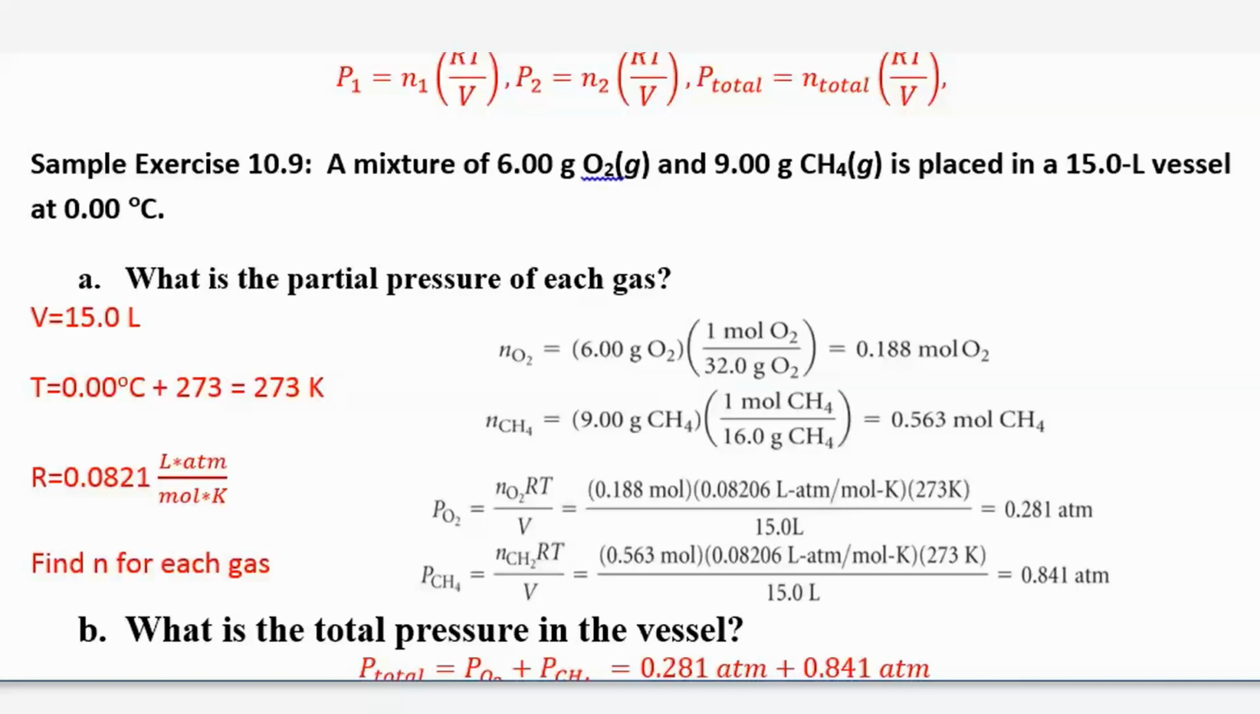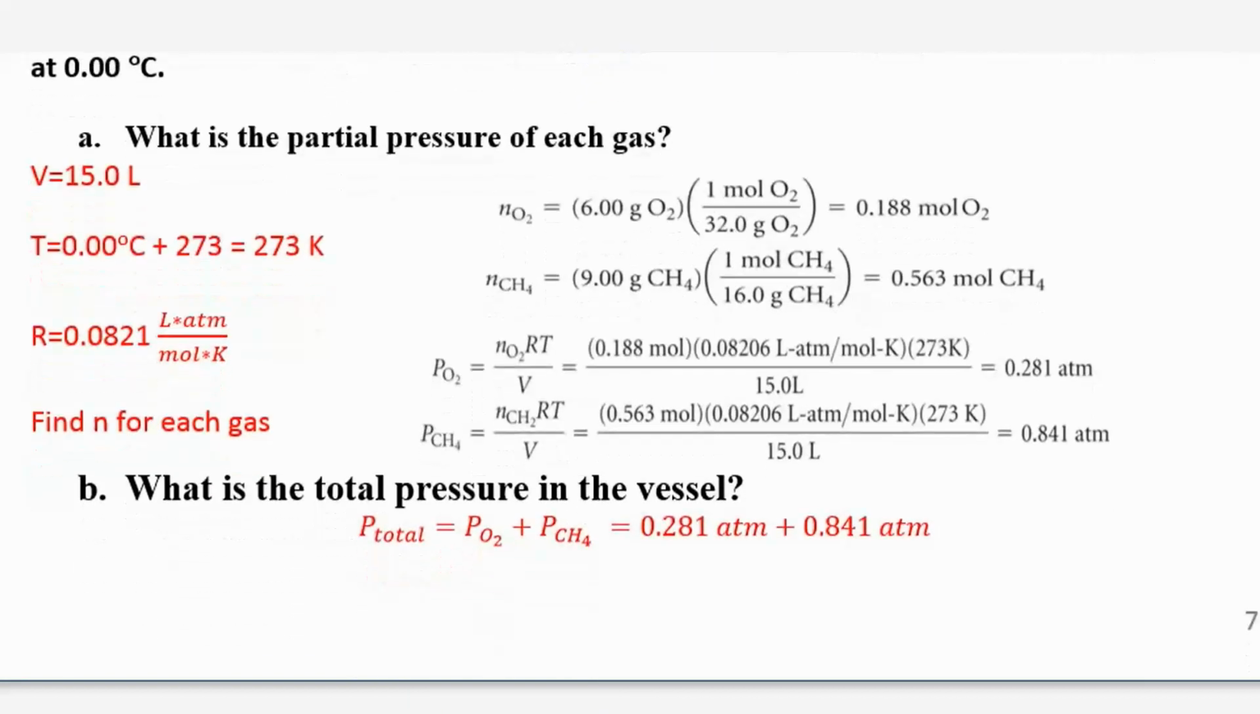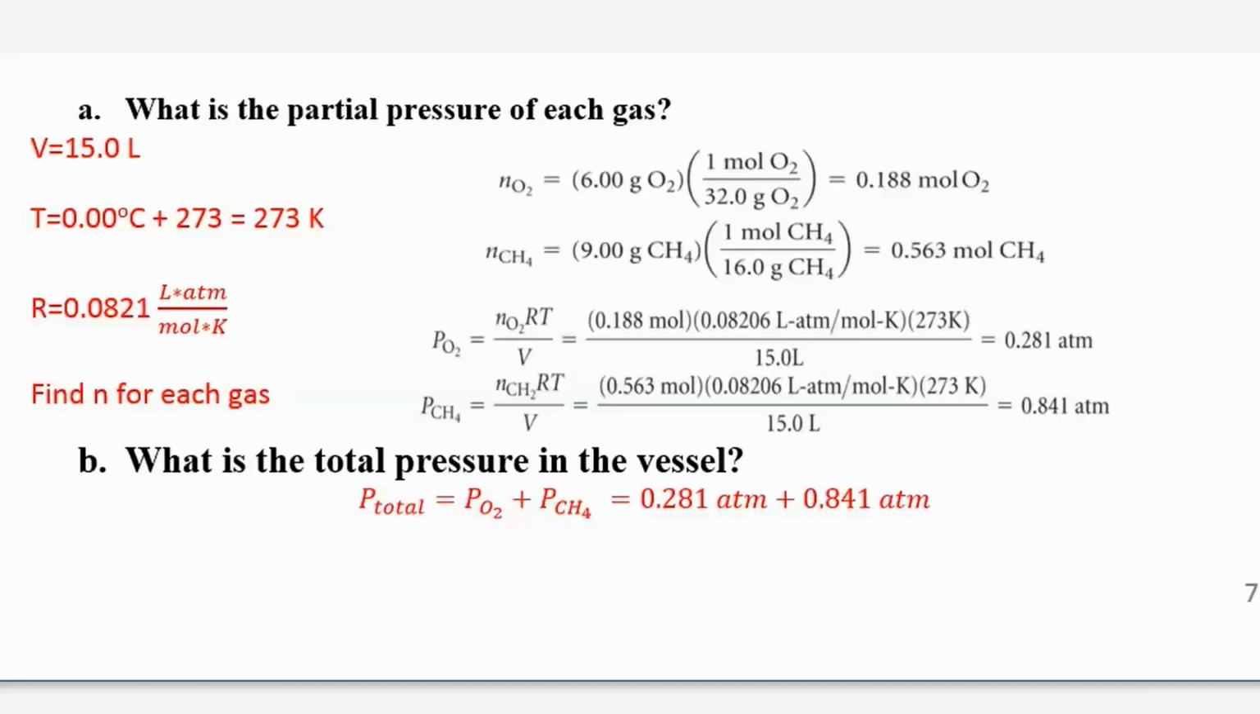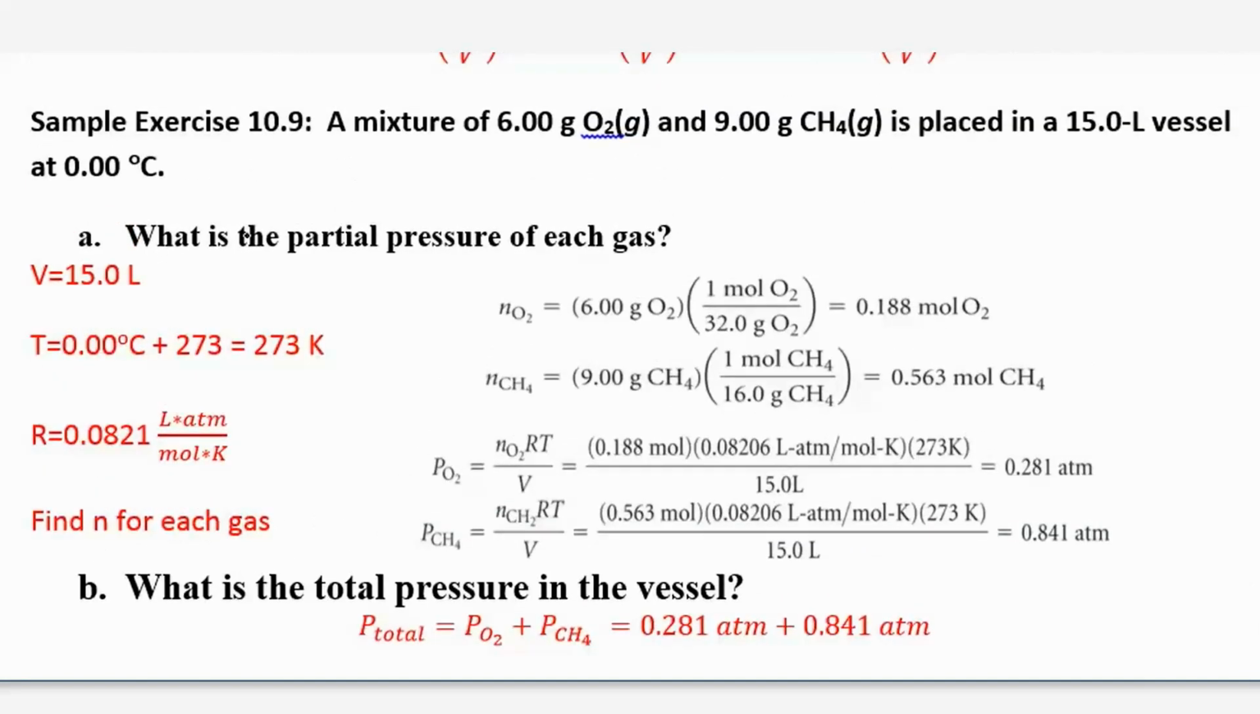First I have to solve for N. So I have to find the number of moles of gas. They give me grams, and I want to find moles. So how do I go from grams to moles? Molar mass.